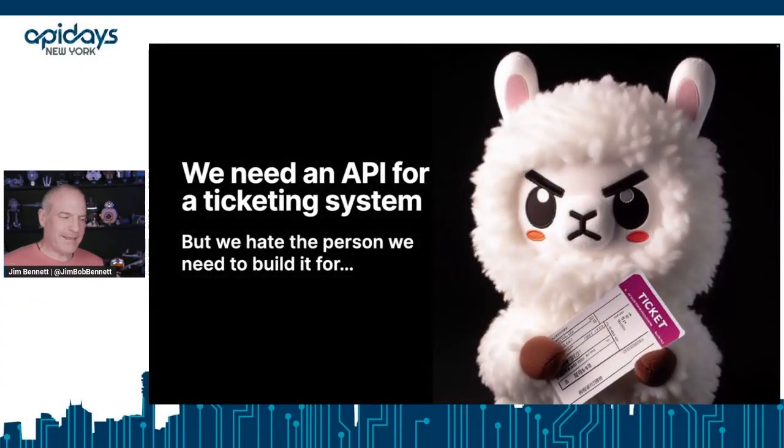Now, I want you to imagine this. You're in charge of a team that builds a ticketing system. And someone has come to you and said, you need to build an API. And this person who needs the API is the person that you hate. So you have to build an API for someone that you hate.